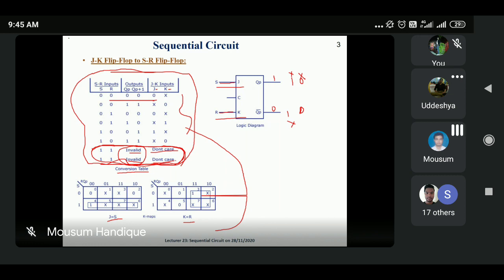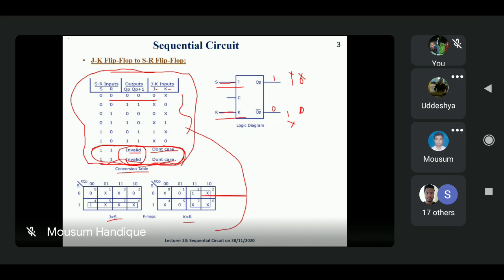आपका नॉइज आ रहा है, आपका माइक्रोफोन बंद कीजिए. आपको समझ में आ रहा है? आ गया तो अभी. यस सर, समझ रहा हूँ. माइक्रोफोन बंद कीजिए. Okay, this way. And any other doubt? Any other student? JK flip-flop to SR flip-flop.